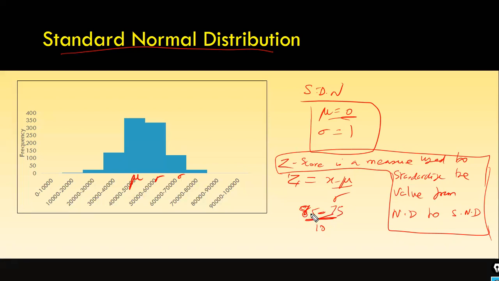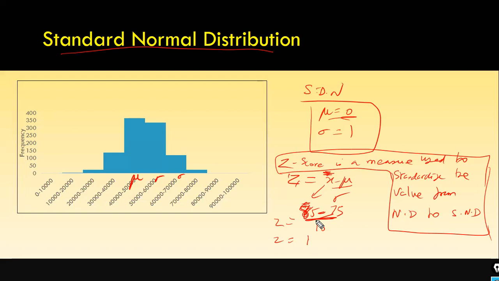You scored 85. The x is a specific score, for example in a specific test, while the mean is the average of students. So 85 minus the population mean, which is 75, divided by 10. What value do you get here? 10 divided by 10 is 1. Z equals 1. This means this student's score is 1 standard deviation above the mean.